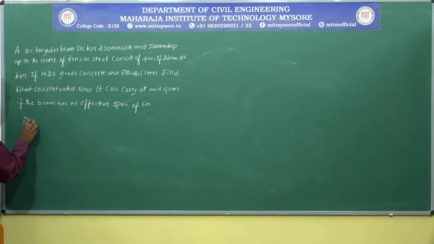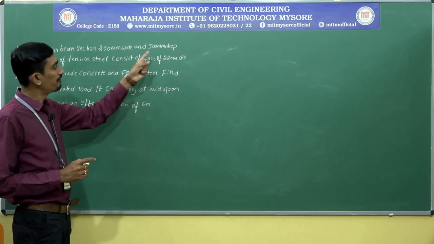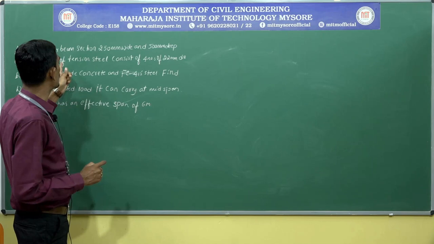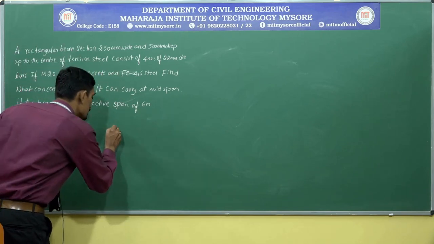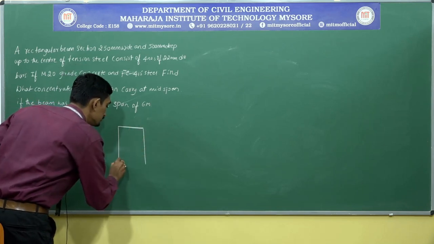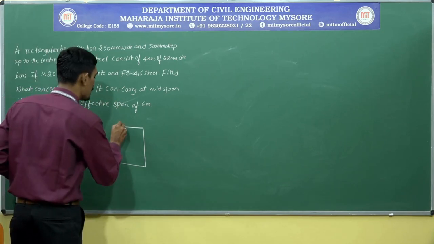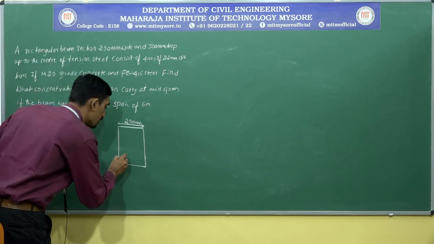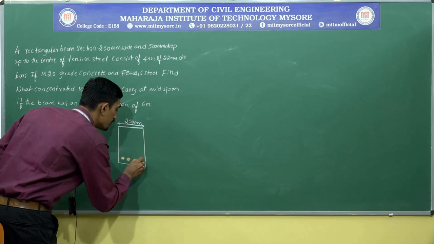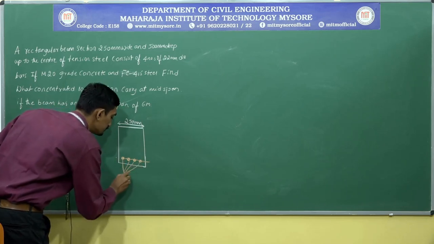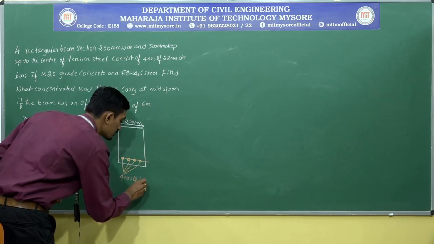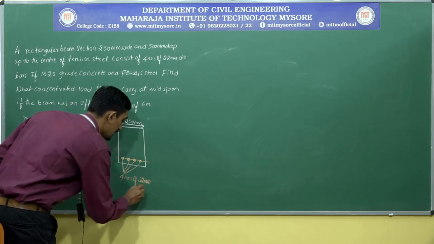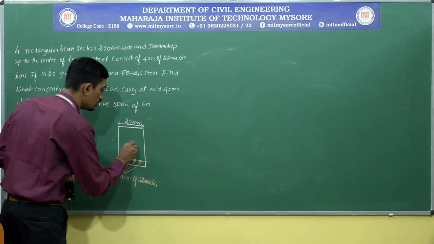Let us first write down the data. The data are B is equal to 250 millimeter. Then carefully observe, 500 mm deep is up to the center of tension steel. That means if this is the cross section of a beam of dimension 250 millimeter, which is reinforced with 4 numbers of 22 mm dia. As we know, the reinforcement will always be provided on the tension side, and this will be the neutral axis.